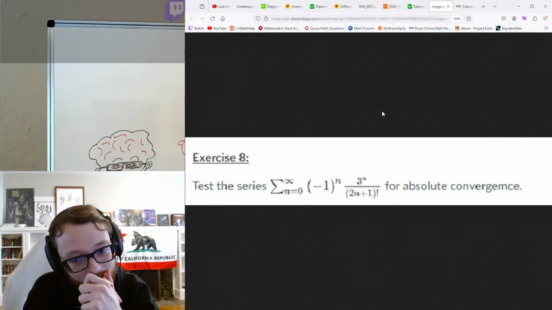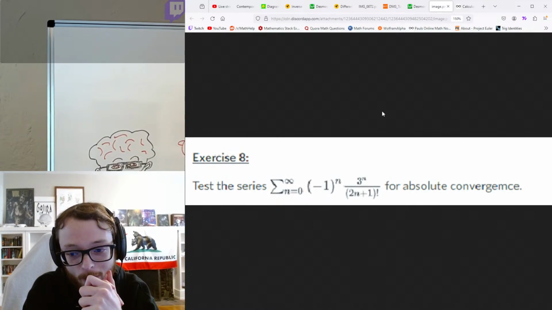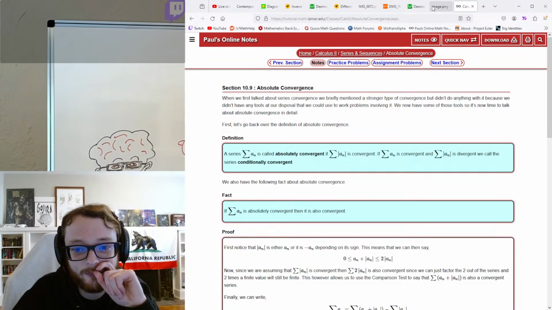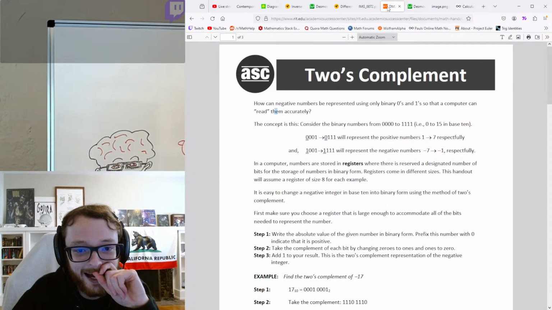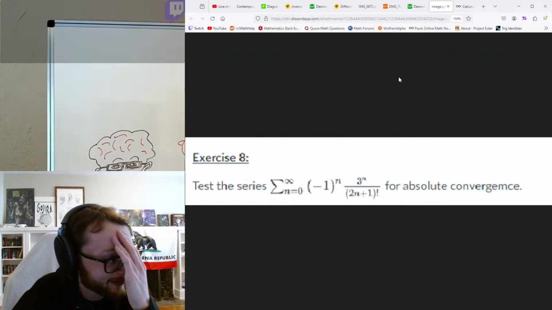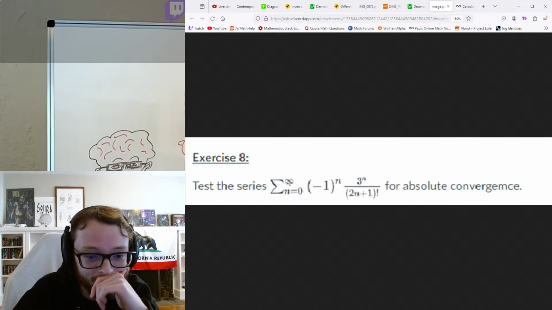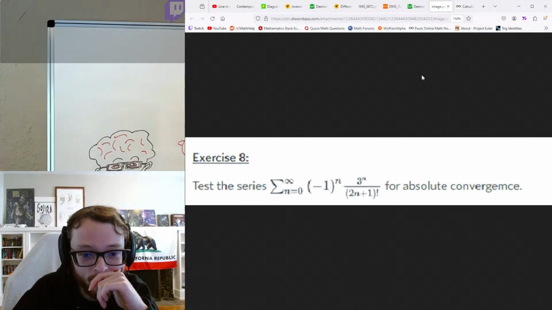convergence here? Oh wait, they say test it for absolute convergence. Oh my god. I'm not reading questions all the way through, evidently. That's the second one from Critical that I stopped after I saw the series. For absolute convergence. Okay.